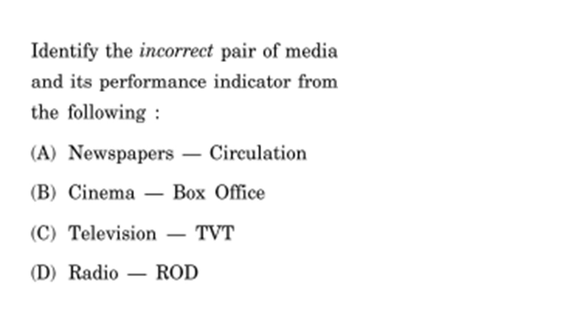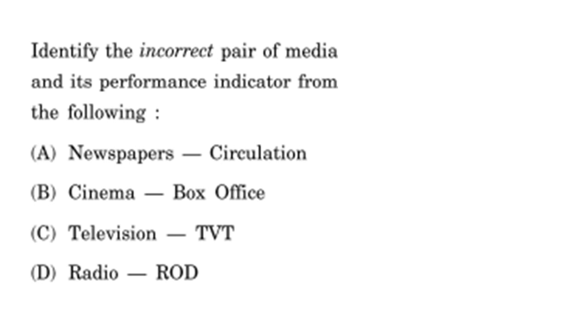So to start with our first question, identify the incorrect pair of the media and its performance indicator from the following. Option A is newspaper and its performance indicator is circulation. Option B is cinema and its performance indicator is box office. Option C is television and its performance indicator is TVT. And option D is radio and its performance indicator given is ROD.